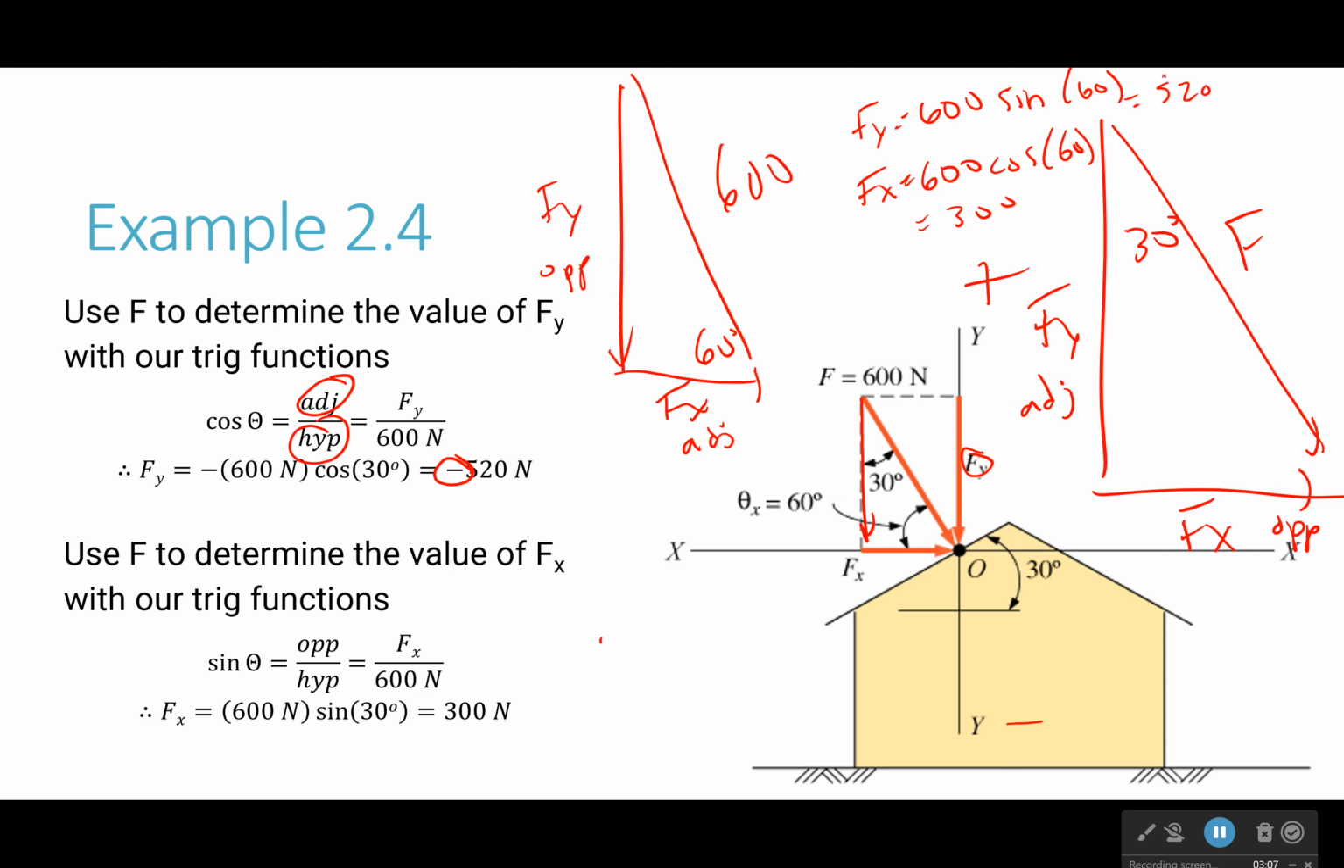So it works out either way. Whichever way you want to do it, it will work out properly. Just be careful that you are consistent. Whatever angle you're choosing to use, make sure you are using the right trig function for that particular angle. So that's it for this example problem.